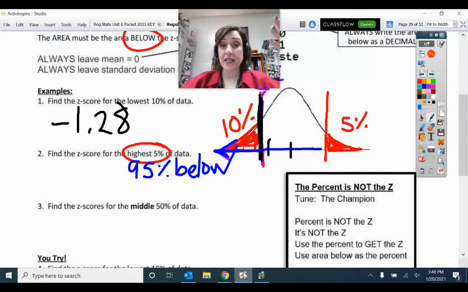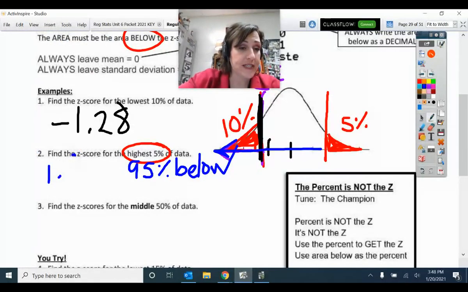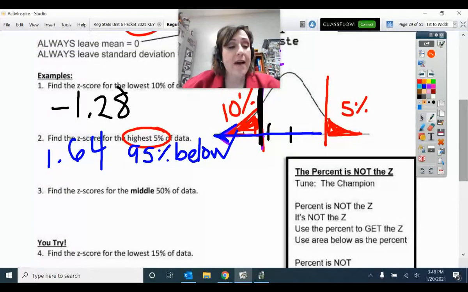Okay, and it is positive because I see it is above the mean. So that makes sense. So that's a z-score of 1.64. So we're going to practice finding those. I have one more, and then I'm going to let you pause and try this, okay? And we'll see how you do.